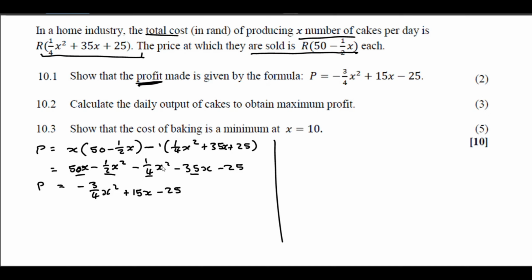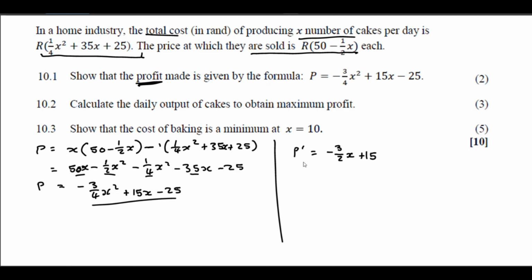So the first derivative of the profit is going to give us -3 over 2x, yes, -3 over 2x, and then plus 15 over there. This is the first derivative. When you differentiate this, this is what you get. And then you're supposed to equate that derivative to 0.